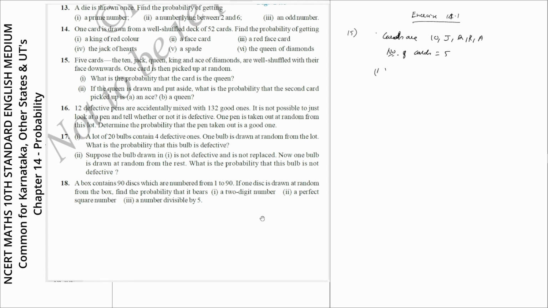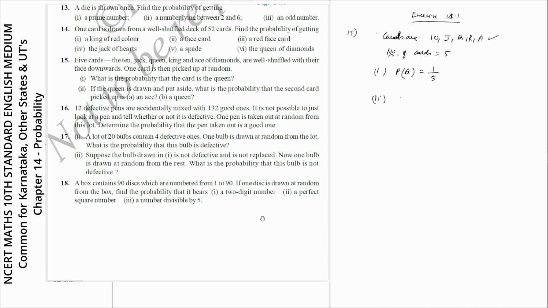Now first one, what is the probability that the card is queen? So how many queen are there in this one? Only one queen is there. Therefore, probability of picking a queen is equal to 1 by total number of cards, that is 5. Okay. Now in the second sub question, A.